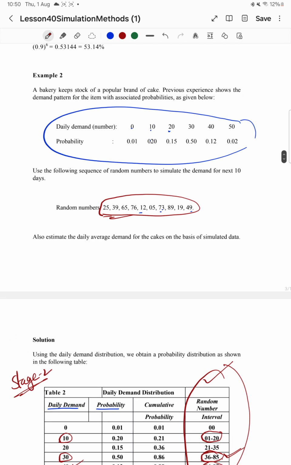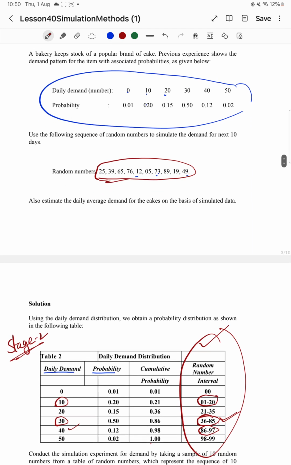I hope you understand. Thank you very much. Very, very important. Don't neglect. The same question was once given as a case study in the previous question papers.